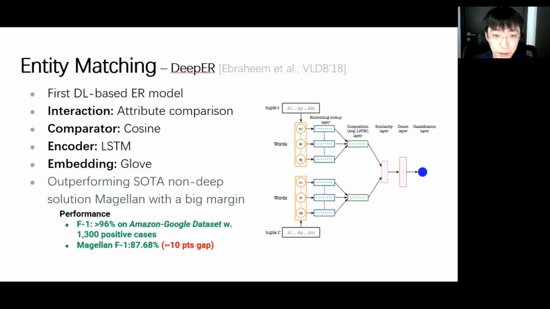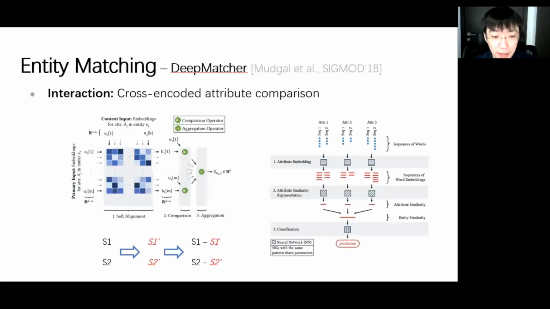The performance of DeepER is way better than the non-deep solution Magellan. On the Amazon Google dataset that has approximately 1,300 positive cases, it achieves an F1 score of more than 96%, which is about 10 points better than Magellan. Another model is DeepMatcher, published on SIGMOD 18.